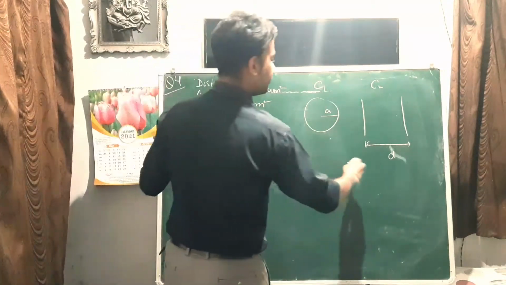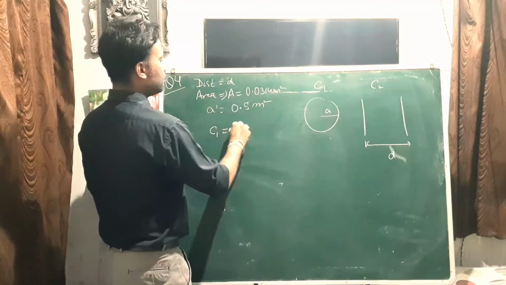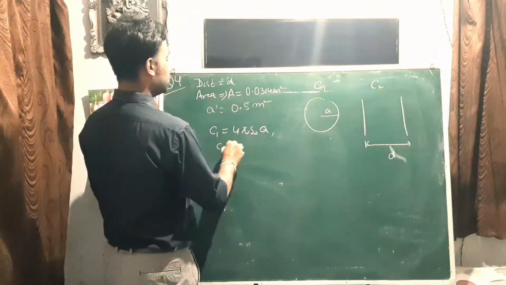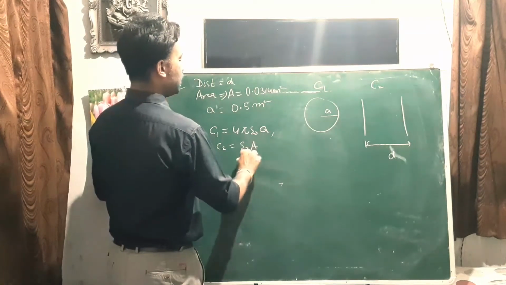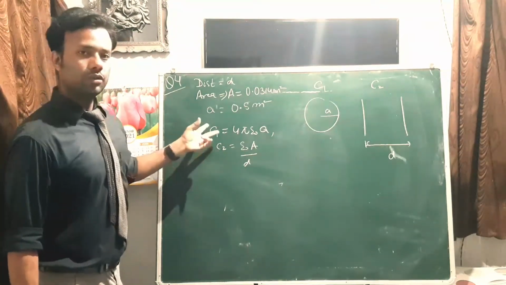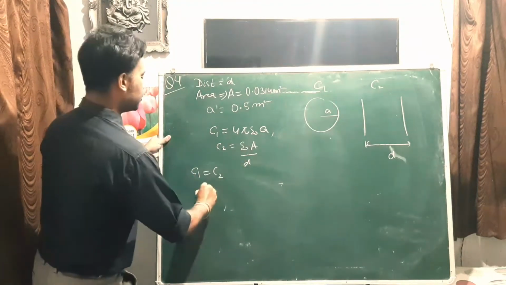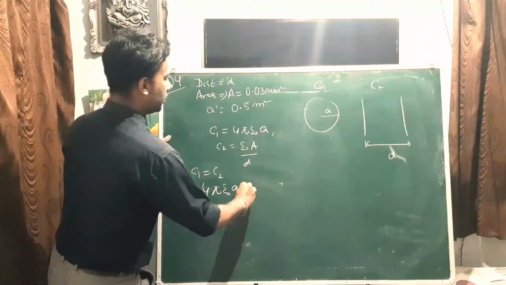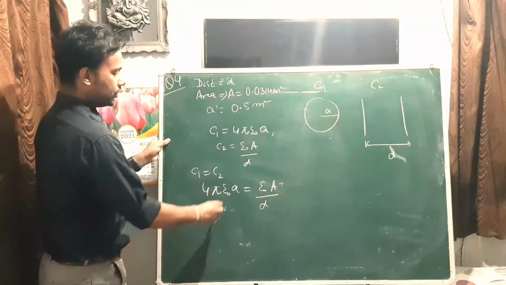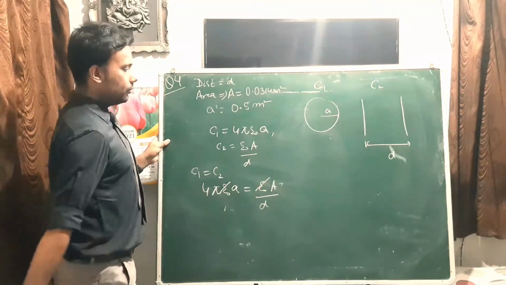So what will be the capacitance of the PPC? What will be C1? C1 will be 4 pi epsilon naught a, and C2 will be epsilon naught A upon d. This was the formula. Now according to the question, C1 and C2 both are equal, so C1 equals C2. Apply the equation: 4 pi epsilon naught a equals epsilon naught A upon d. So epsilon naught cancels out, and we can find the value of d from here.